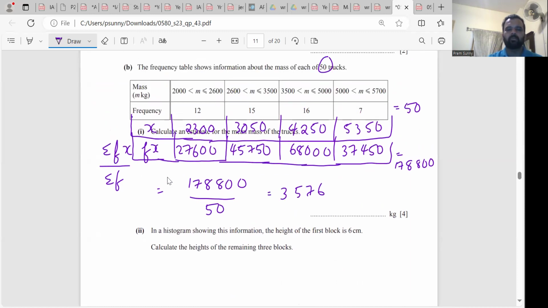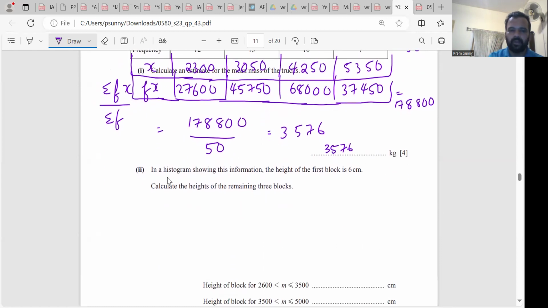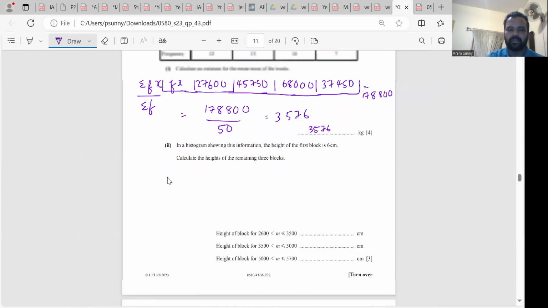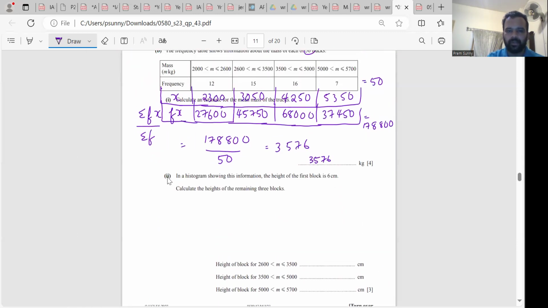So this is how we solve them to find the mean: 3,576 kg. Now finally, here is a histogram showing this information. The height of the first block is 6 centimeters. Histogram means the frequency density will be on the y-axis, so frequency density is given as 6 centimeters for the first block.